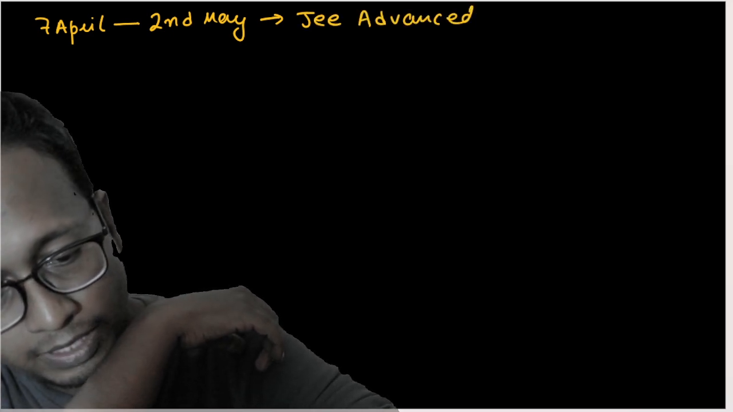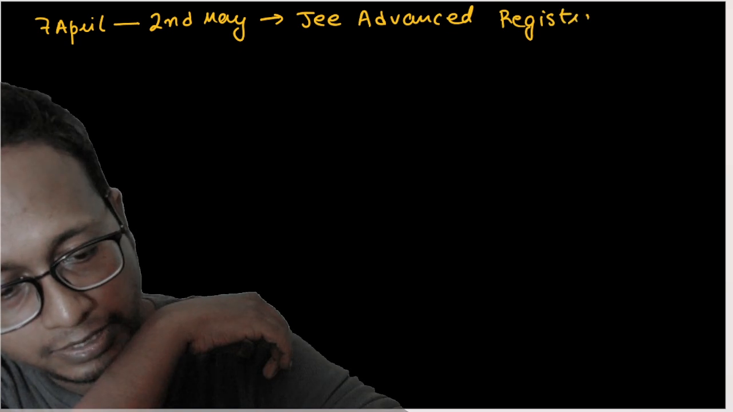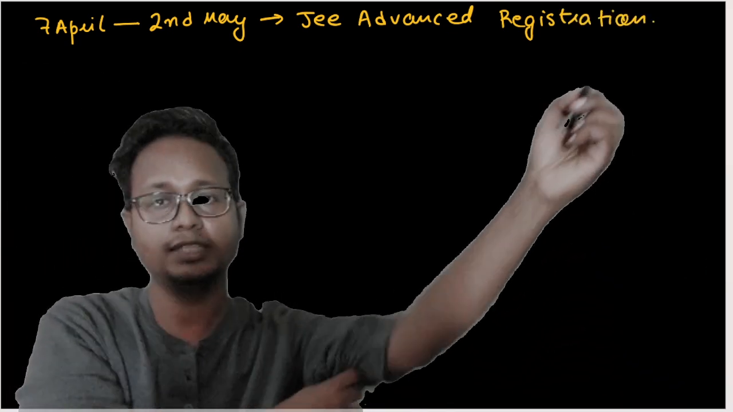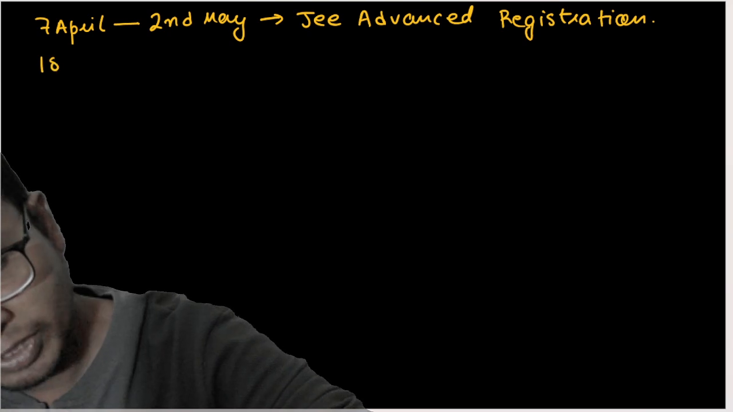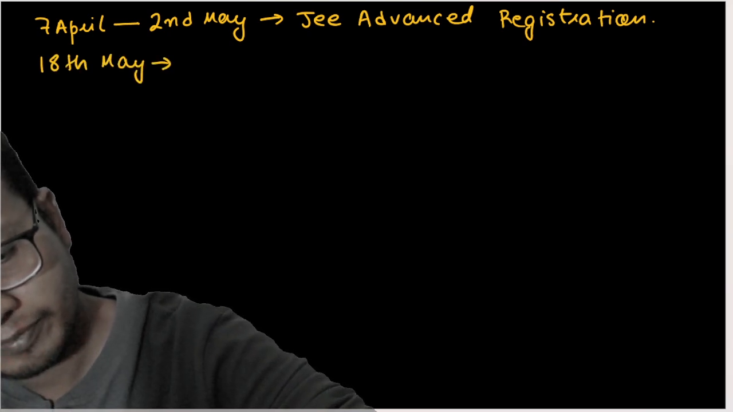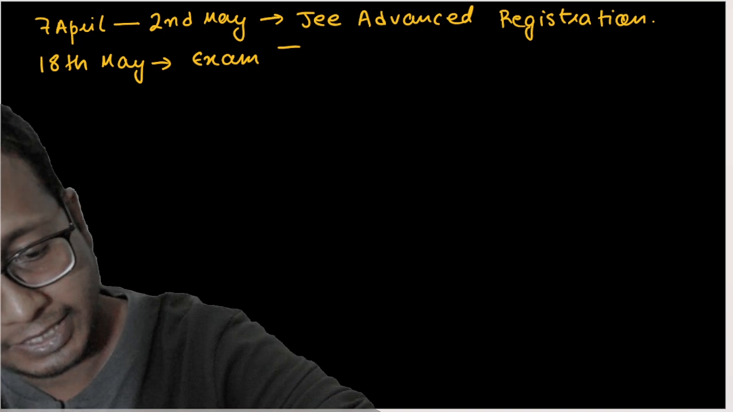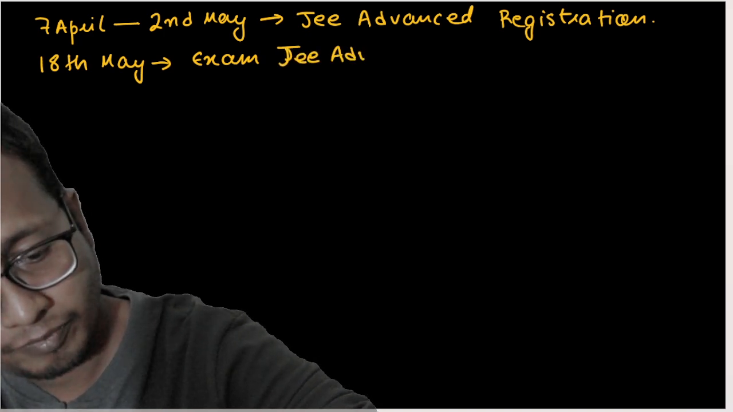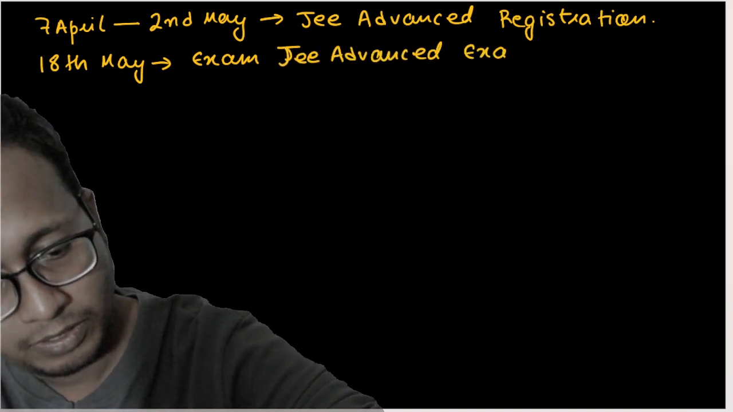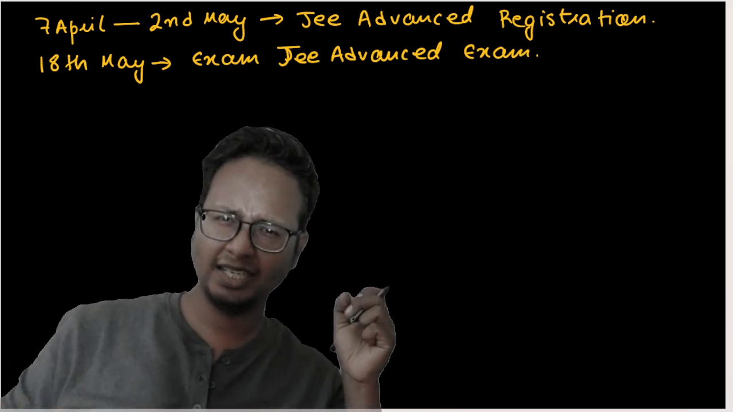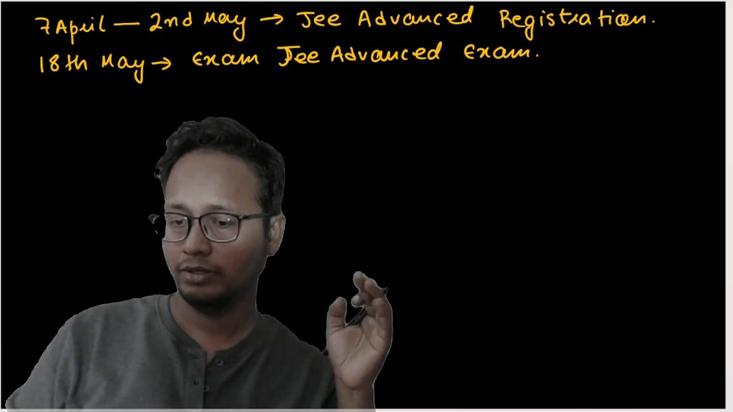Your registration will start on 7th April, or your registration has started on 7th April, and will continue to 2nd May. JEE Advanced registration. Just go to the website and register yourself. Your examination will be on 18th May, that is a Sunday. So you have around 1 month and 10 to 15 days for your examination. So now what to do?